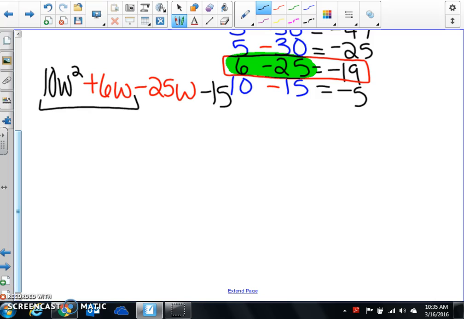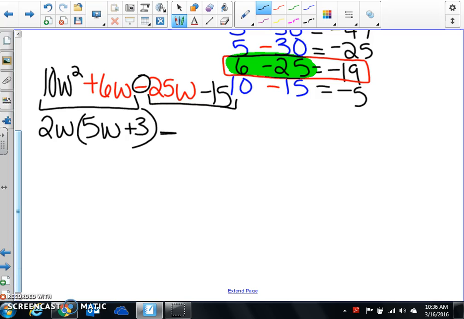Out of here, I can take out a 2. 10 divided by 2 is 5. Oops, not just a 2, 2W, my bad. 10 divided by 2 is 5, and then I have that W. 6 divided by 2 is a positive 3. My W's cancel. This is a negative, so I have to take out a negative.